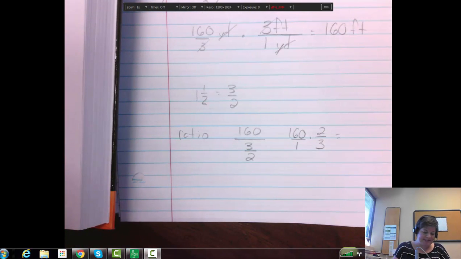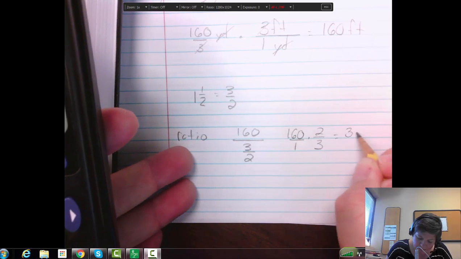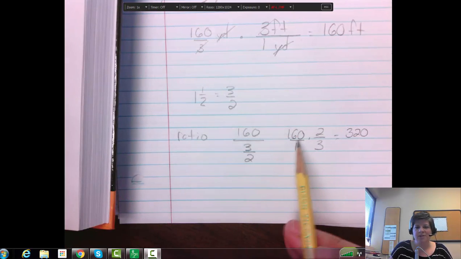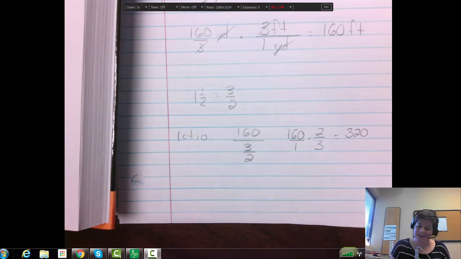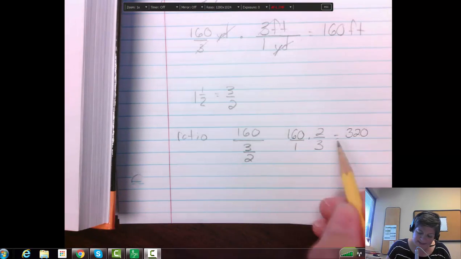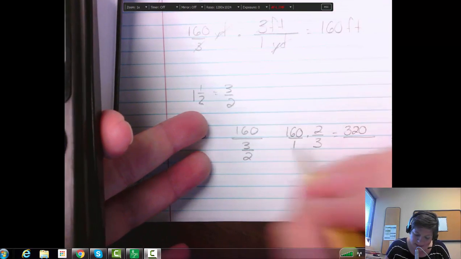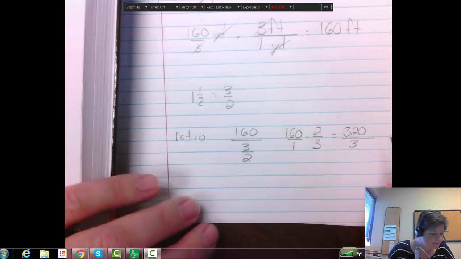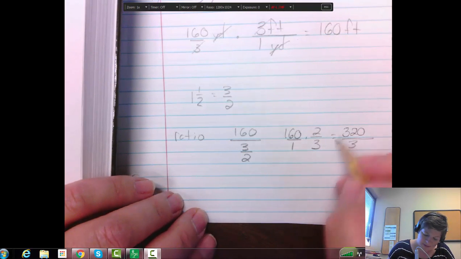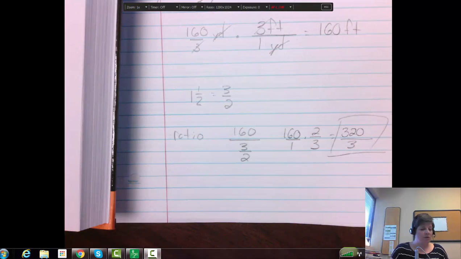So 160, I think, is divisible by, nope, it's not. So 160 times 2 is 320. Do you know the trick for knowing if it's divisible by 3? You add the digits: 1 plus 6 is 7. 3 doesn't go into 7, so 3 can't go into 160. I'm not going to go into detail about that, but if you know that trick, that's how I went. Okay, so 160 times 2 is 320. 3 times 1 is 3. And so our answer is 320 over 3. Our feet canceled. That's our ratio, 320 over 3.